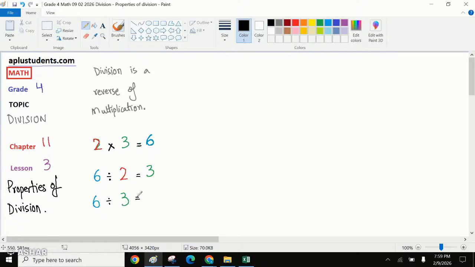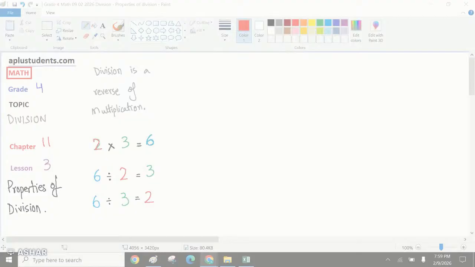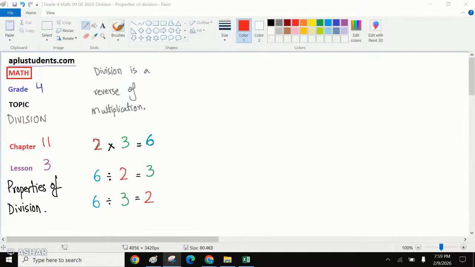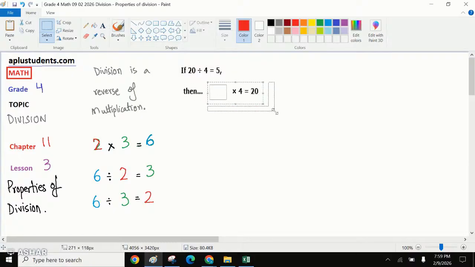So this is something we already know, and in this lesson we would be revising this. We would be looking at the rules of division. Okay, let's have a look at the first question. The first question says, if 20 was divided by 4, then what should be multiplied by 4 to make it 20?